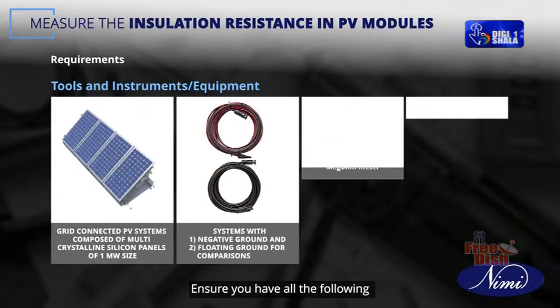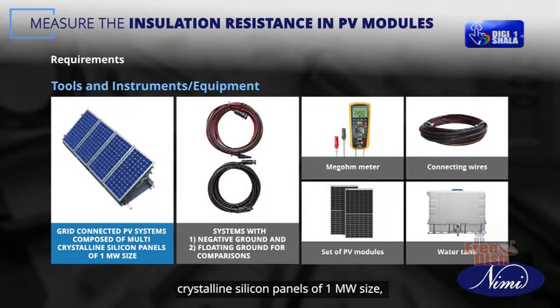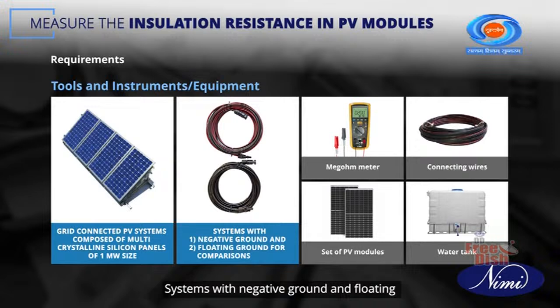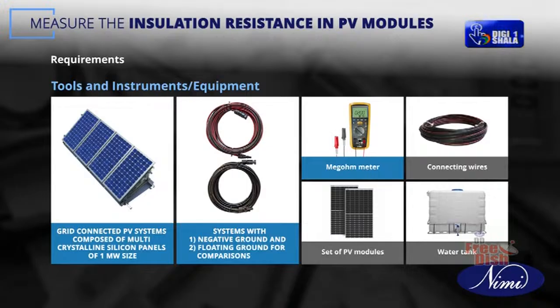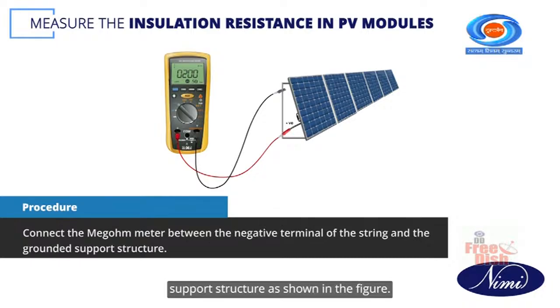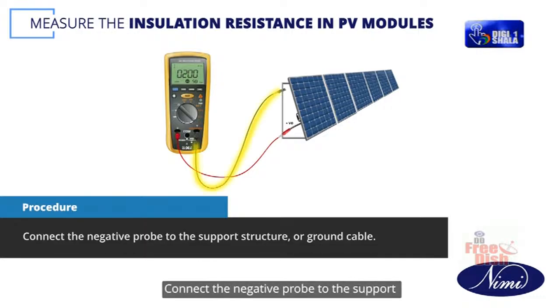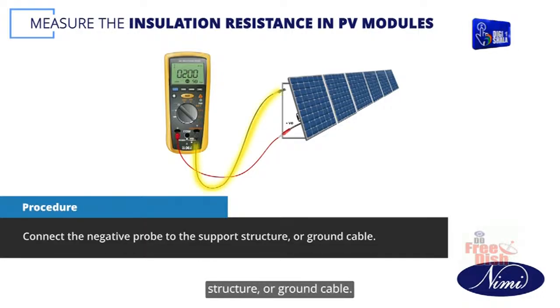Ensure you have all the following tools and equipment: grid-connected PV systems composed of multi-crystalline silicon panels of 1 MW size, systems with negative ground and floating ground for comparison, Megger, connecting wires, a set of PV modules, and a water tank. Connect the Megger between the negative terminal of the string and the grounded support structure, as shown in the figure. Connect the positive probe to the negative pole of the photovoltaic string. Connect the negative probe to the support structure or ground cable.